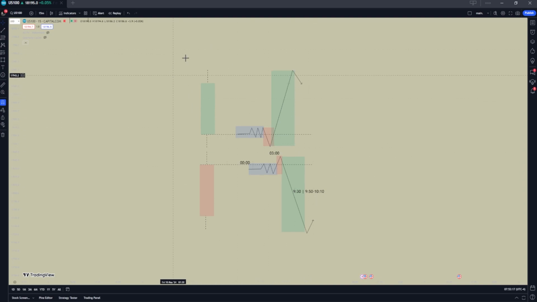Now we're going to go into some chart examples to simplify this, so don't worry about it. But just understand that these times are where you want to look for certain parts of the daily power of 3 to happen. Now I'm going to take you into the charts and show you some live examples.